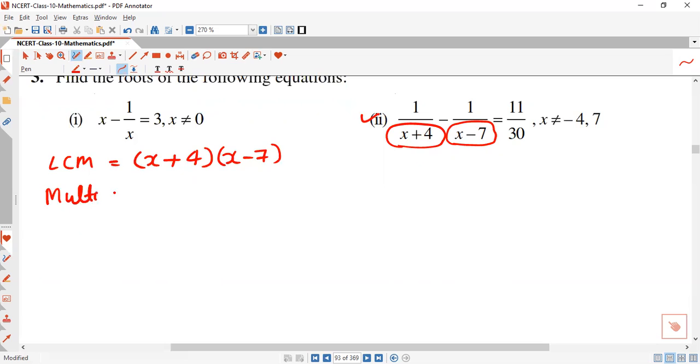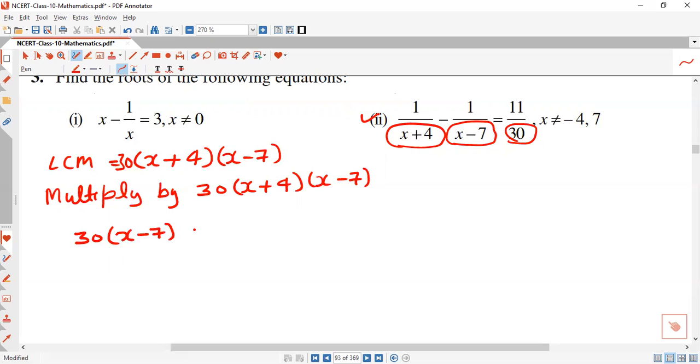Multiply, or we say 30 is also here in the numerator. Take it here, 30 times 30. So multiply by x plus 4 times x minus 7. So the first factor is multiplied by this number. You see x plus 4 cancels out. What are we getting? 30 times x minus 7, minus this number is there. So x minus 7 cancels out. What are we getting? 30 times x plus 4 equal to what you are getting here? 30 cancel out. Okay, 11 is also there. x plus 4 times x minus 7 multiplied by 11.